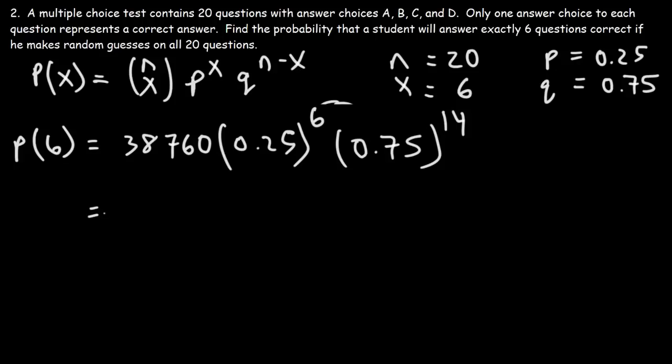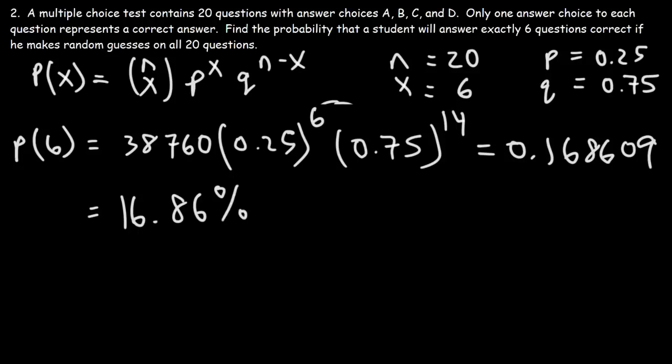I made a mistake. I gotta retype everything. The answer I got is 0.168609. Multiplying that by 100, it's approximately 16.86%. So that's the probability of guessing 6 questions correct out of the 20 multiple choice question test, assuming there's 4 answer choices. If there were 5 answer choices, P and Q would be different. If there were 5 answer choices, P would be 0.20, Q would be 0.80. It would be 1 out of 5 for P.